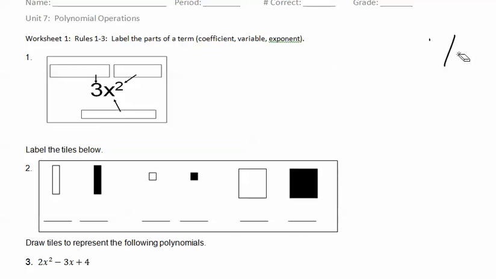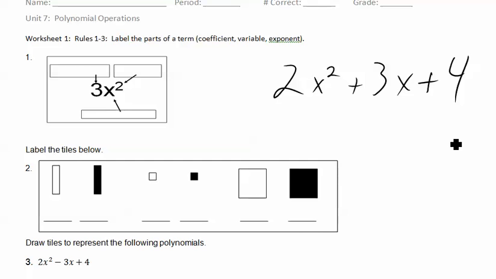We have binomials, which would be like 2x squared plus 3x. We have trinomials, which would just add one more term. So you can see that a term is something that is added or subtracted together in an expression. Now each term also has its parts here. So in this case here, the 3 is called the coefficient. The 2 up here is called the exponent. And the x is called the variable.